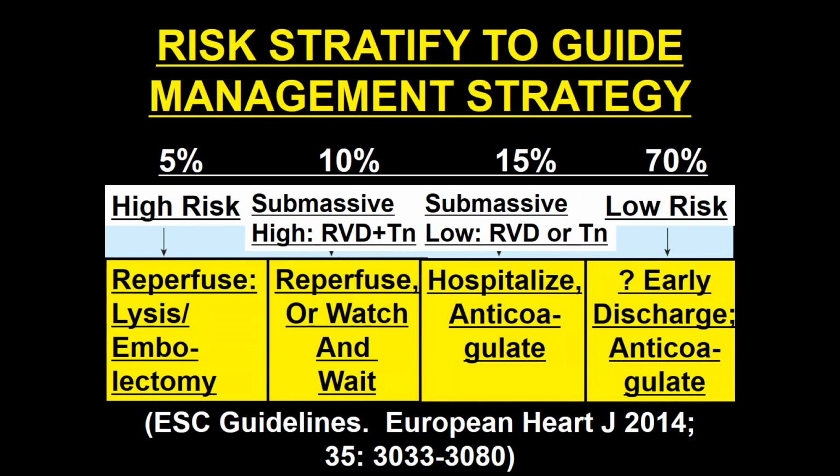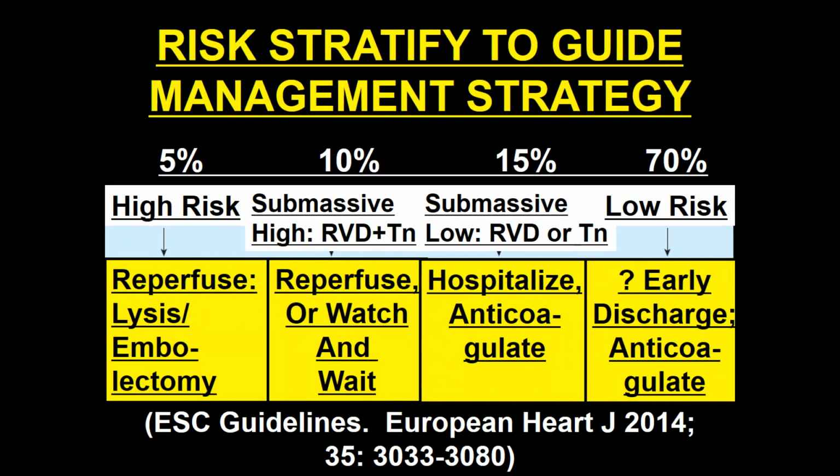The European Society of Cardiology has the best overall guidelines for management strategy of pulmonary embolism patients. And patients are divided into several groups. A very high-risk group of about 5% of the patients with massive pulmonary embolism. These patients should be reperfused with thrombolytic therapy or embolectomy.